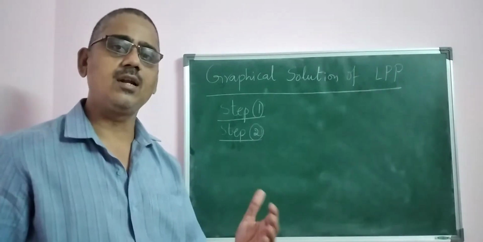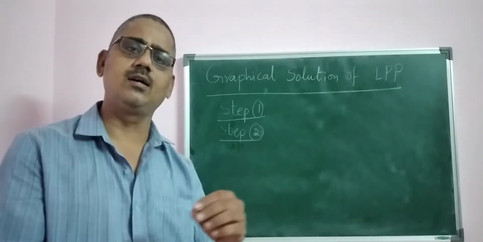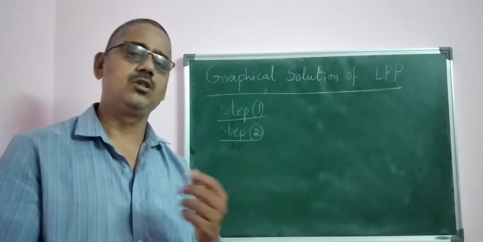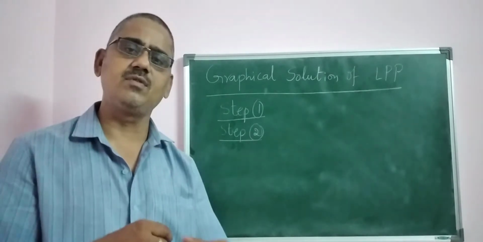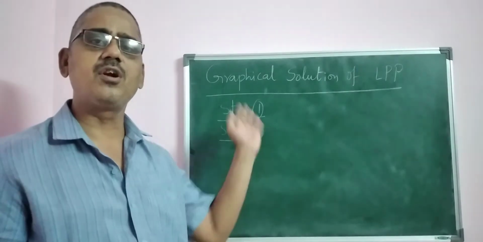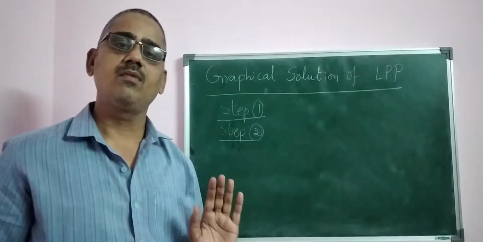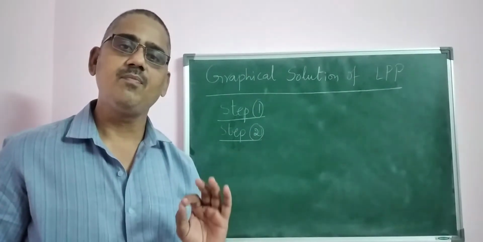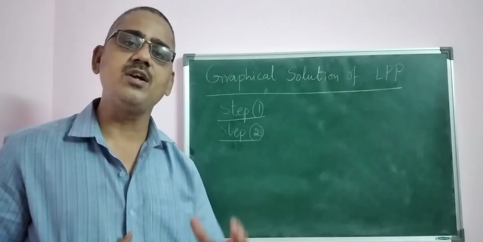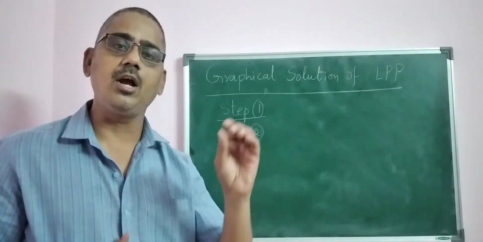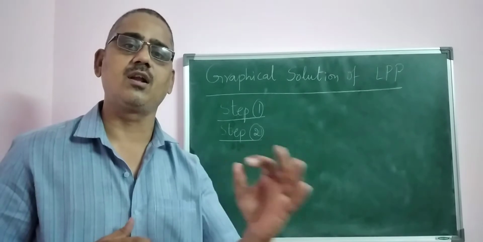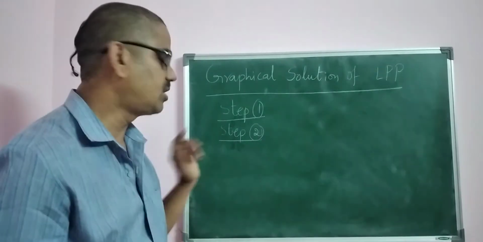Similarly, the second constraint equation, third constraint equation, fourth constraint equation, like that. All the equations converted in the first step, you take in the second step and draw all of them geometrically as straight lines in the graph paper. That is step 2.